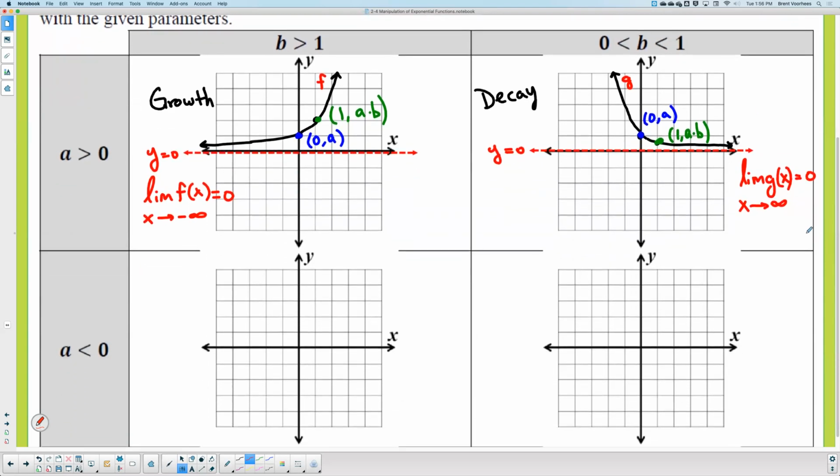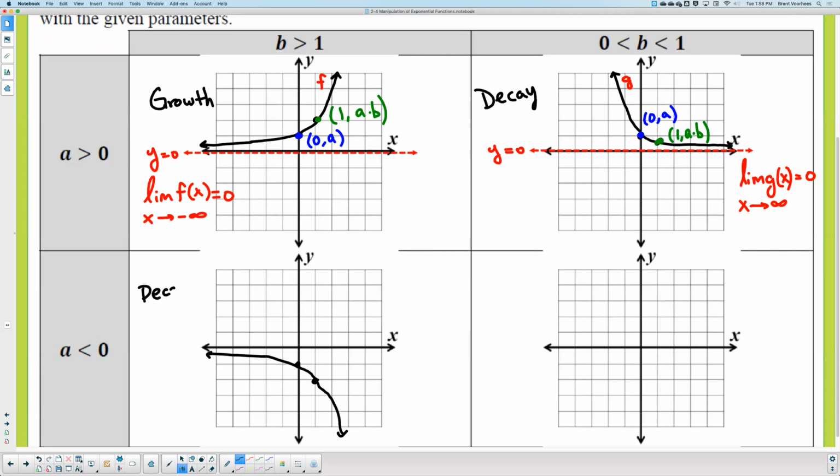Okay, now let's mix it up. What if a is negative? Well, if a is negative, what you have is a vertical reflection. So on this next graph, instead of it growing up and to the right, it's going to decay down and to the right. This one's going to go down this way. I'm going to have the 2 points be here and there. And I want you this time to draw your graph where it decays. That means it decreases as you go down and to the right.